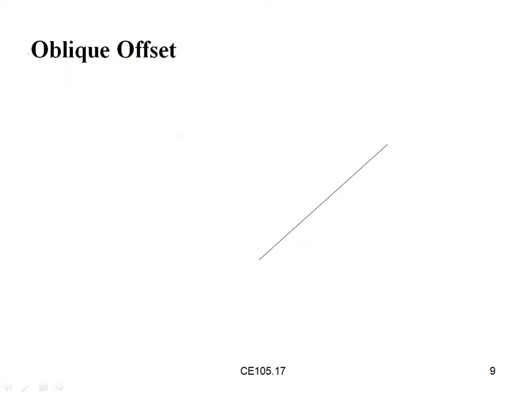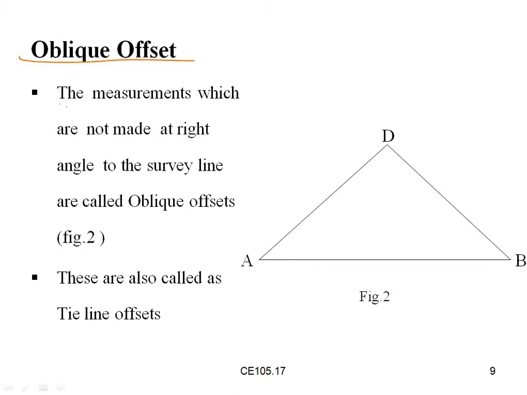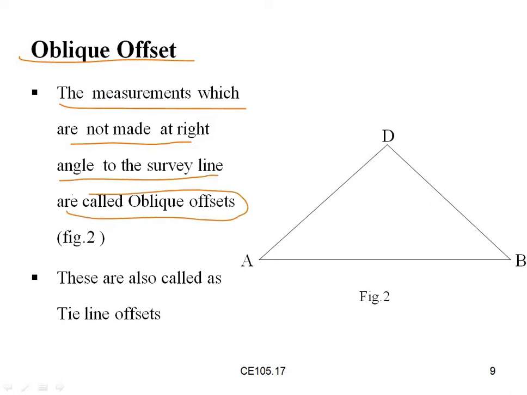And the next one is oblique offset. Let us see the diagram given, that is A, B, D. The measurements which are not made at right angle to the survey line are called oblique offsets. So here we cannot see any right angle or perpendicular. That's why it is called oblique offsets, and these are also called tie line offsets.